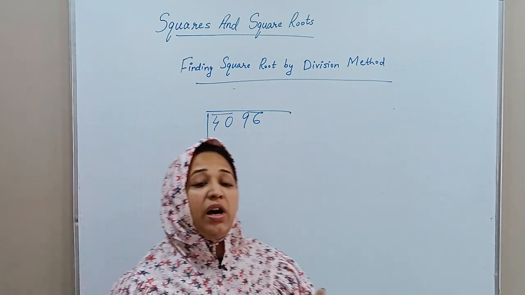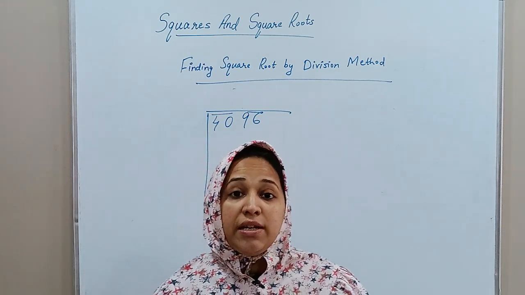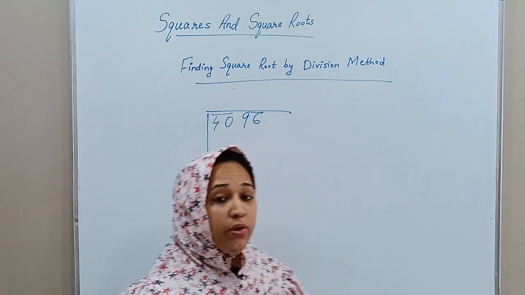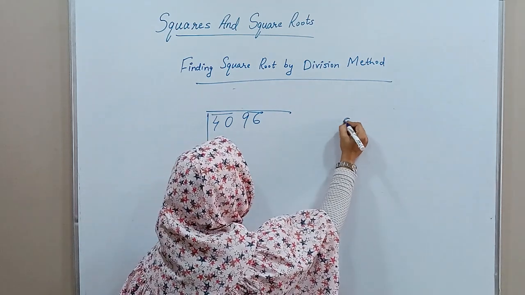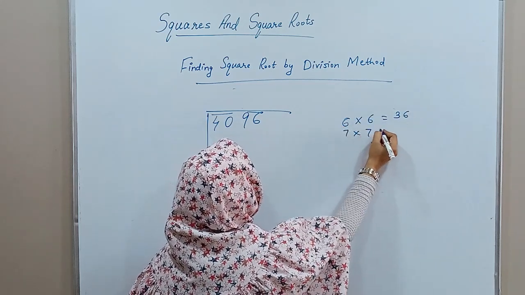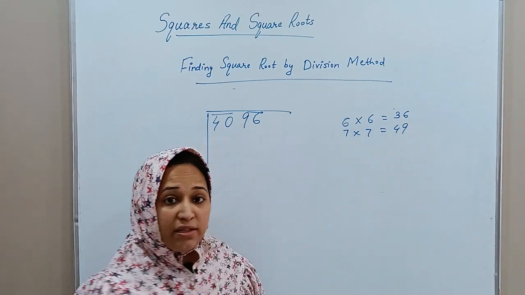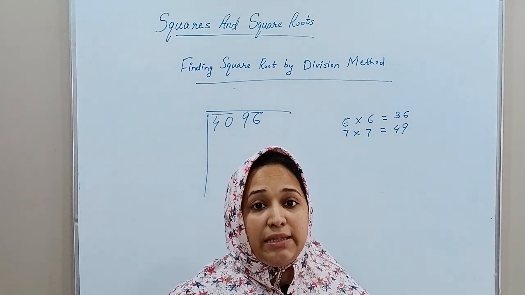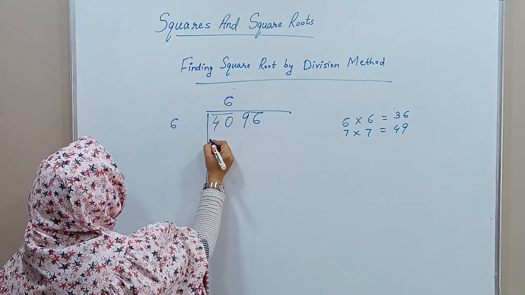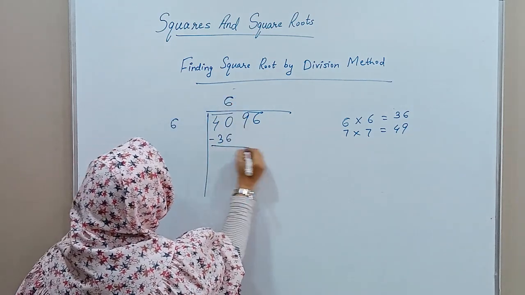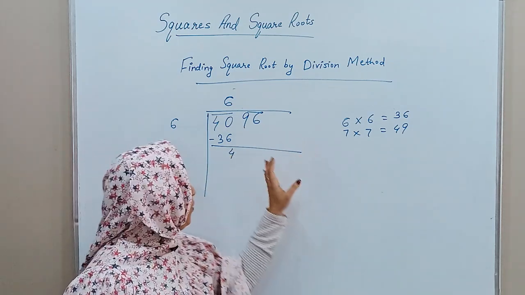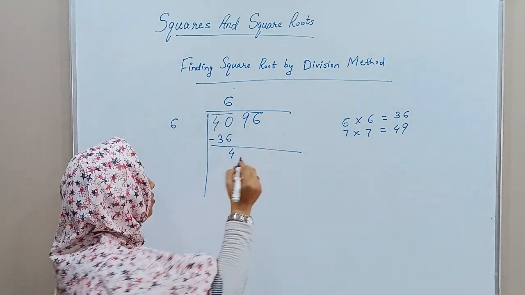First you have to find a perfect square that is either equal to 40 or less than 40. We know that 36 is a perfect square. 6 into 6 is 36, and if I take 7 into 7, that will be equal to 49. So 49 is greater than 40. So we will have to take 6. So take a 6 here, 6 into 6 is equal to 36. 40 minus 36 is 4. Your remainder is 4. Now in the second step you have to bring down 96 together.